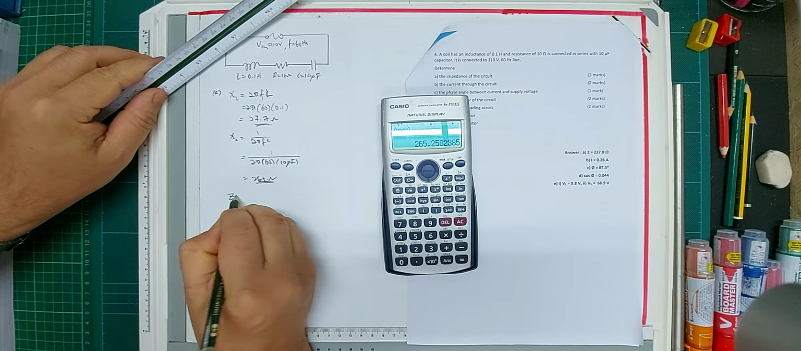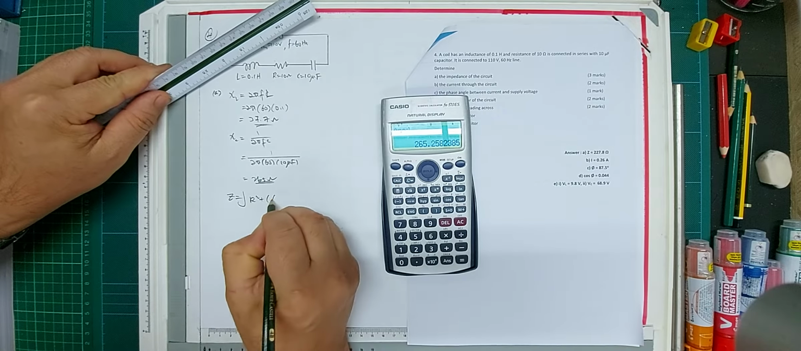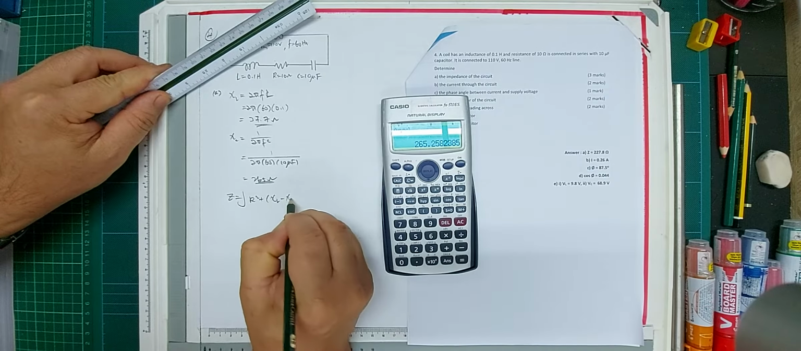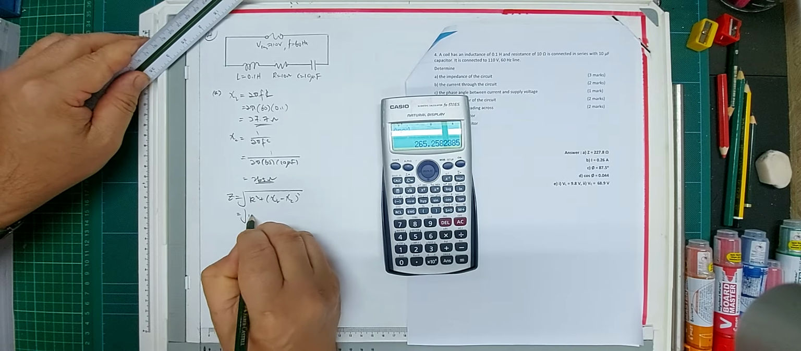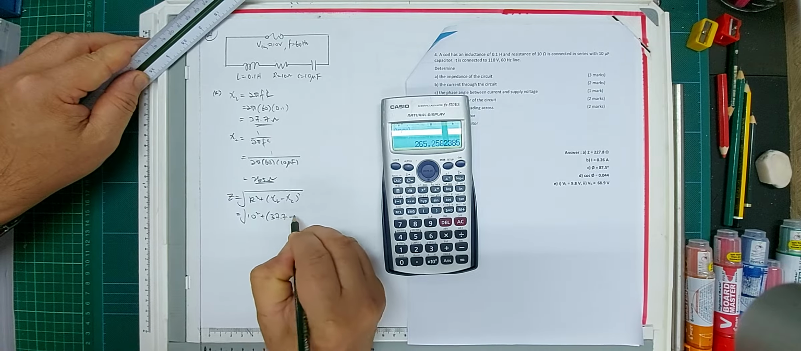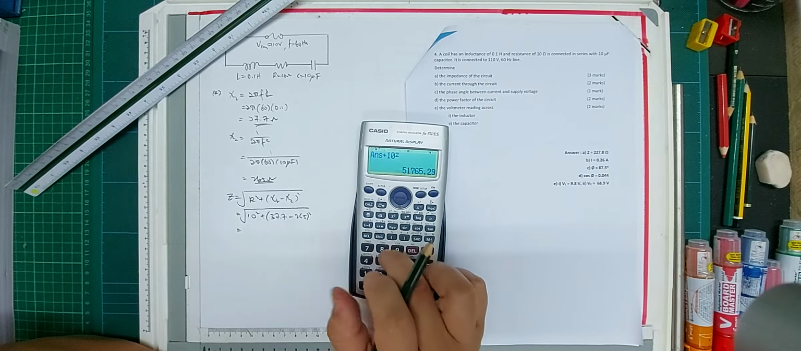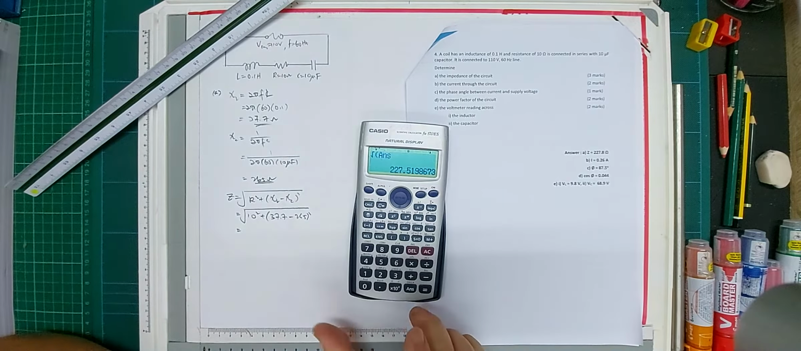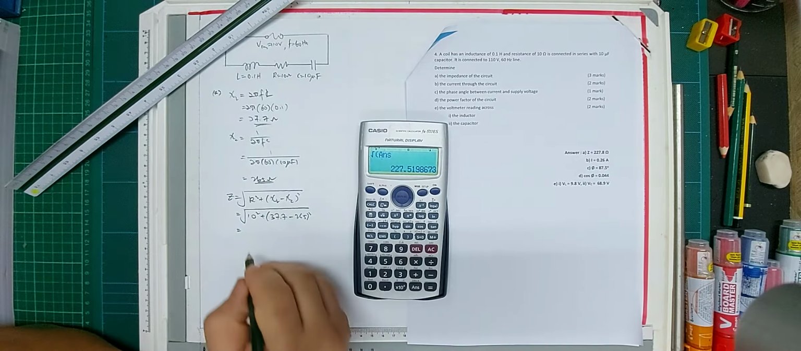So the impedance is the square root of R squared plus chi L minus chi C, squared. So we have resistor 10 squared plus chi L, 37.7, minus 265, squared, and square root everything. We got 227.5 ohms.